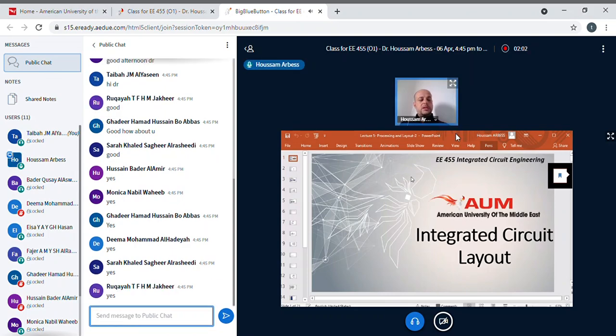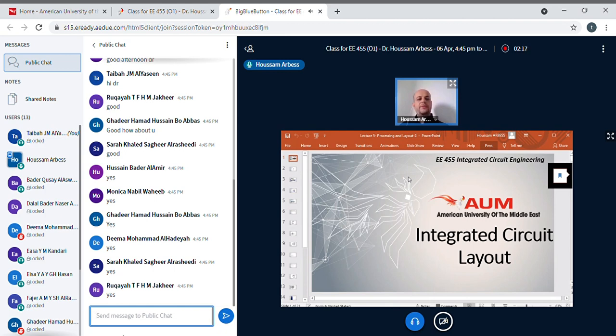Okay, that's good. If I want to review what we saw last time: we first saw the different steps needed to fabricate the integrated circuit, and we mentioned that we have something called masks, and we need to use the mask as one step of the photolithography.